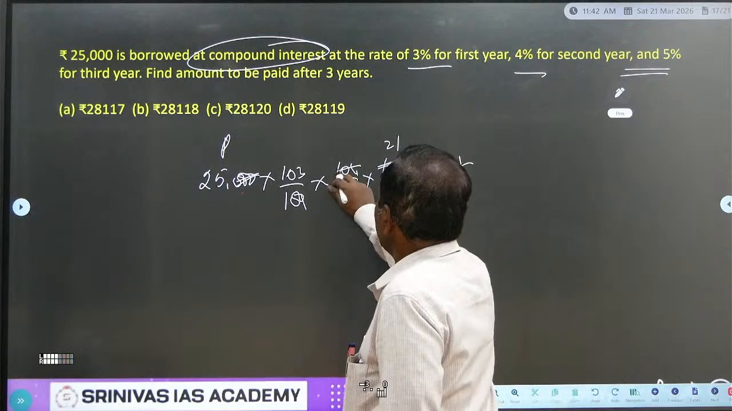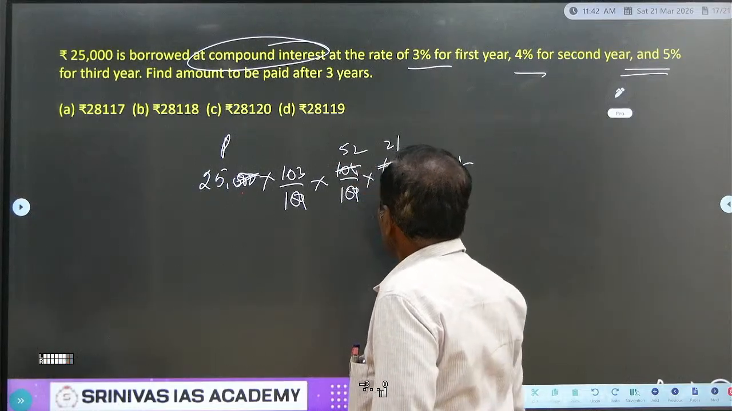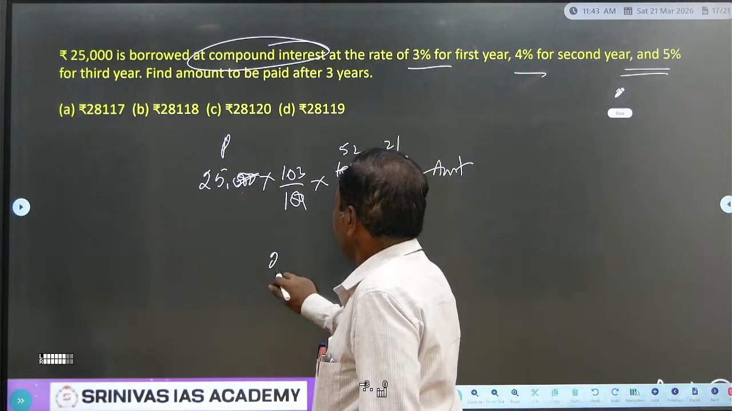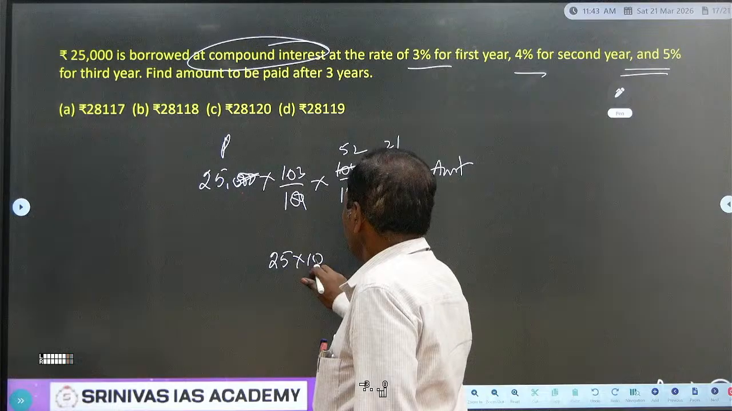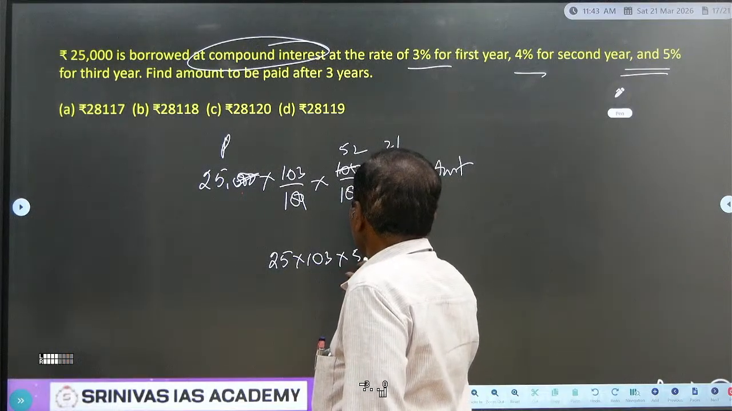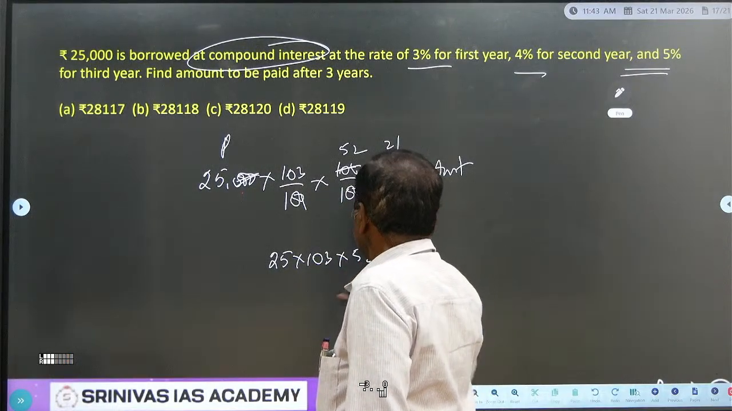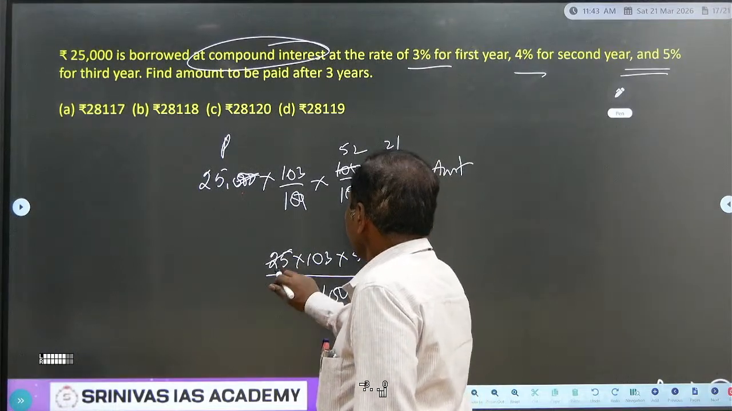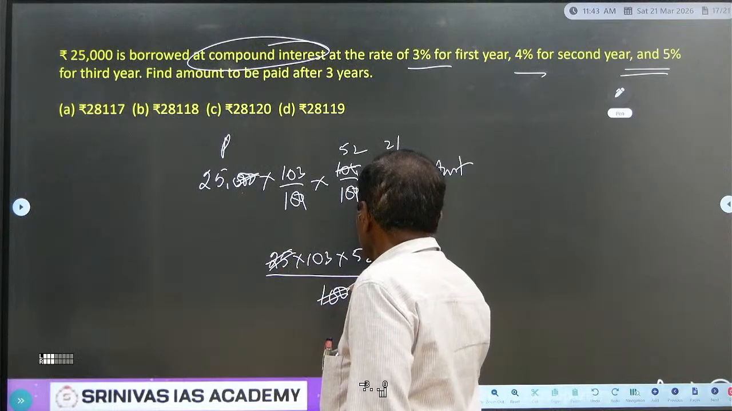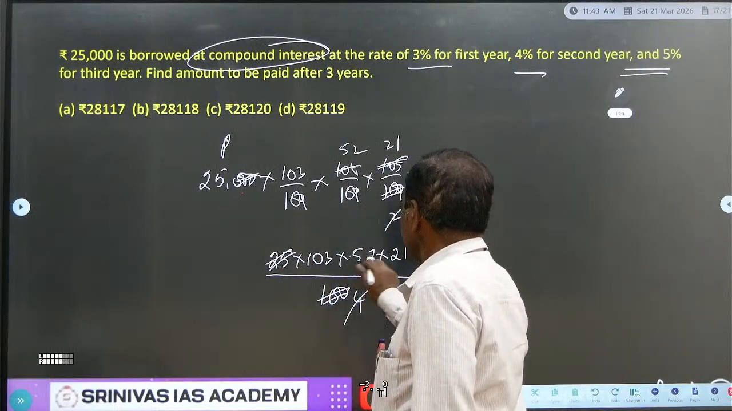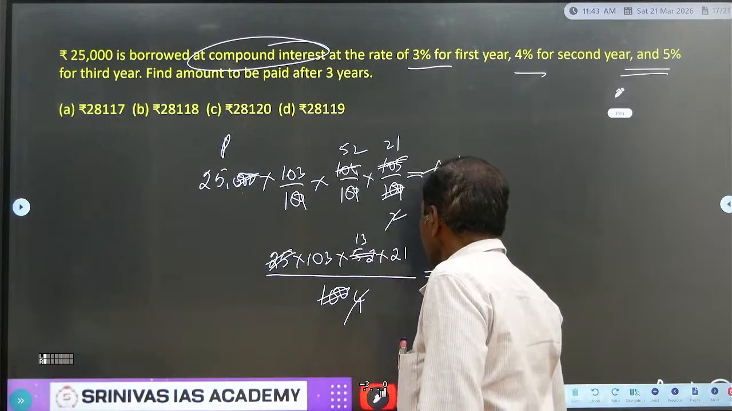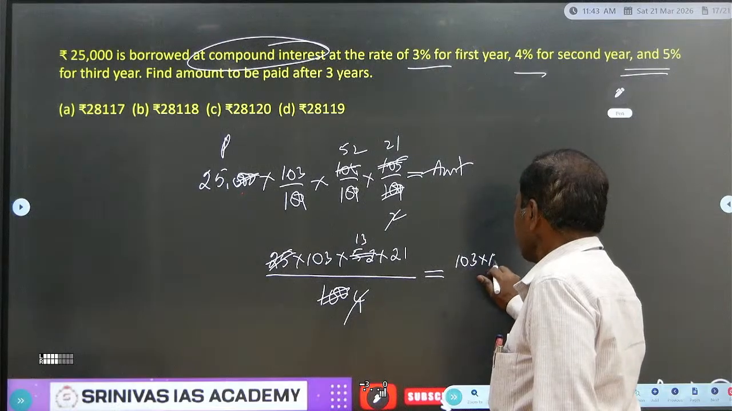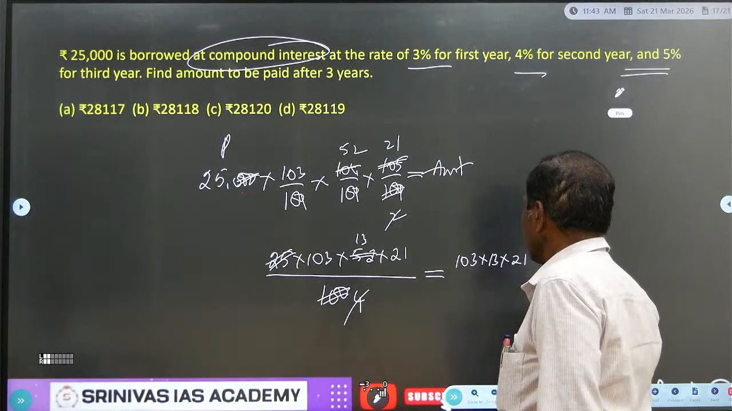You can reduce this number 52. Only 100 is left out. 25 into 103 into 52 into 21 by 100. Now we have to see. 25 ones are 25, 25 fours are 100. Again you can reduce, this is 4 13s. The denominator is completely out. 103 into 13 into 21.